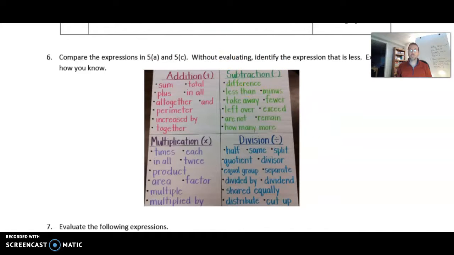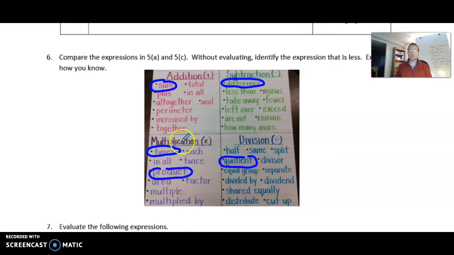The ones that we're going to focus on for addition is sum. For subtraction is difference. For multiplication, we're going to look at either times or product. And for division, where is it? It's quotient. From time to time, you might see some of the other ones in here.